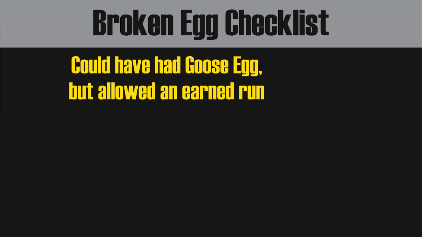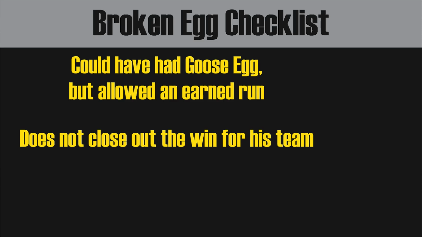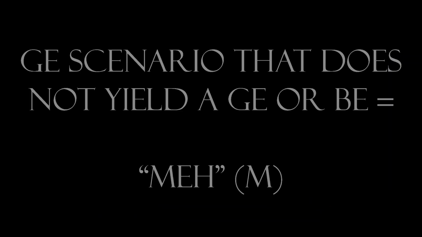a broken egg. The broken egg criteria are simple. 2 things must apply. Number 1, the pitcher could have had a goose egg, but ended up being charged with an earned run. Number 2, this happened in an inning where he did not close out the win for his team. So if a pitcher enters a 4-2 game in the bottom of the 9th and allows 1 run but finishes the 4-3 victory, he doesn't get a broken egg, he gets something else.